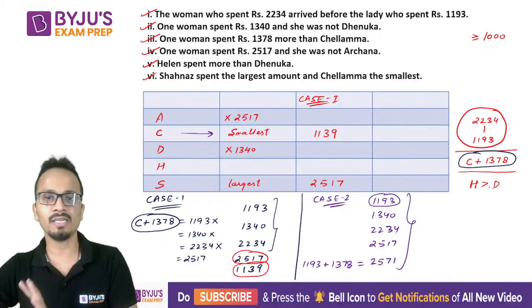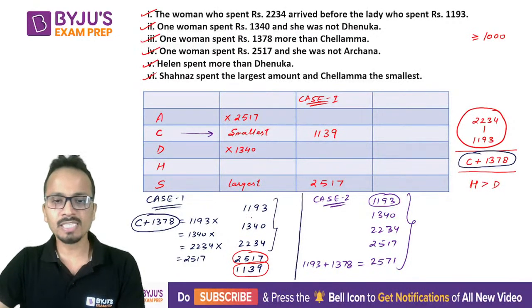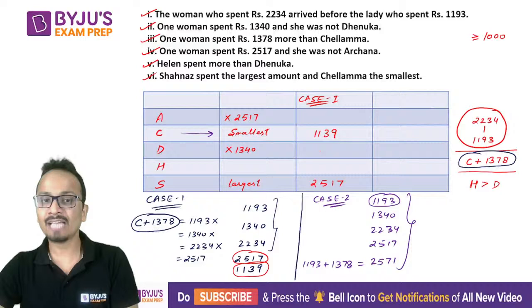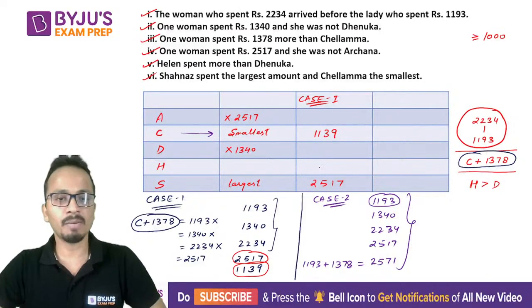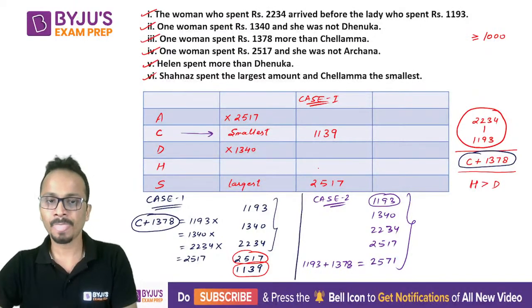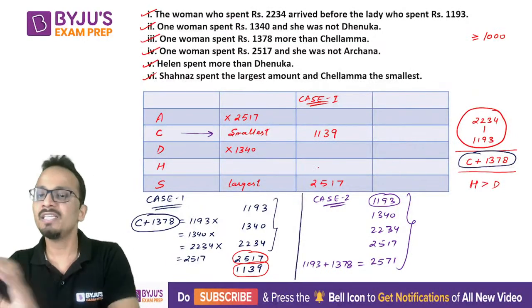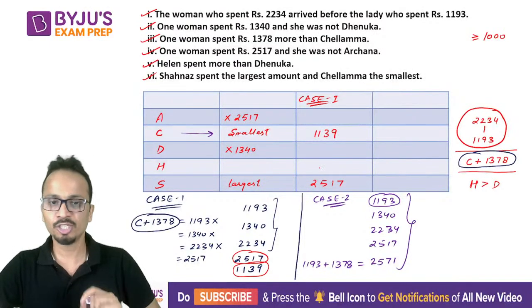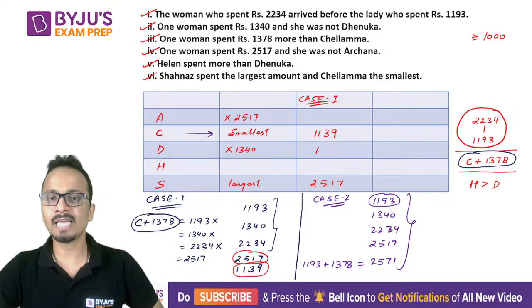H should be more than Dhanuka. Okay, now these are the three numbers which are left. 1193 can't come on top. Okay, 1193, can it be the value of D? Now D has to be less than H. So 1193 cannot be the value of H because this is the least value which is left. So H का value 1193 नहीं हो सकता because H has to be more than D. So 1193 can come at this place.